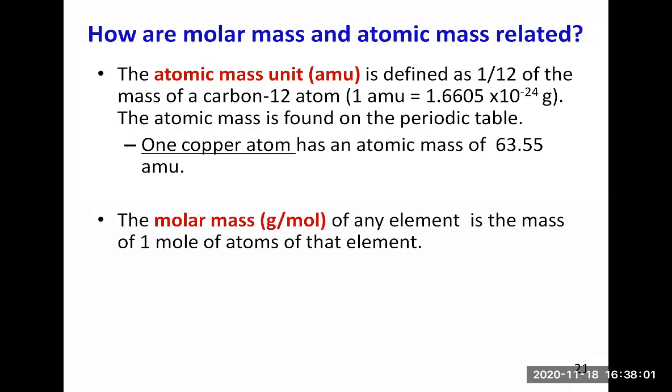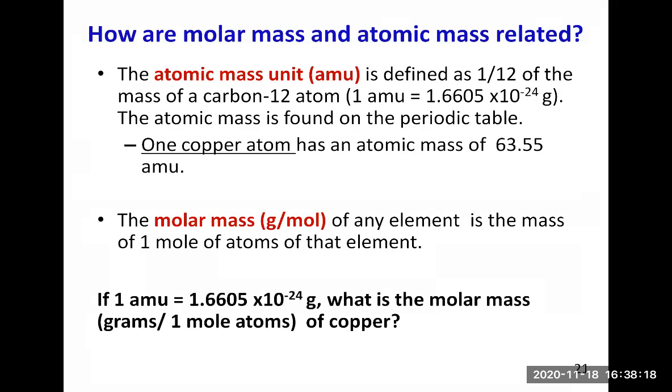So the molar mass, which means the mass of 1 mole of atoms, would have a unit of grams per mole. So that's what it is. The molar mass is the mass of 1 mole of atoms in grams. So if one atomic mass unit is 1.6605 × 10^-24 grams, what is the molar mass of copper?